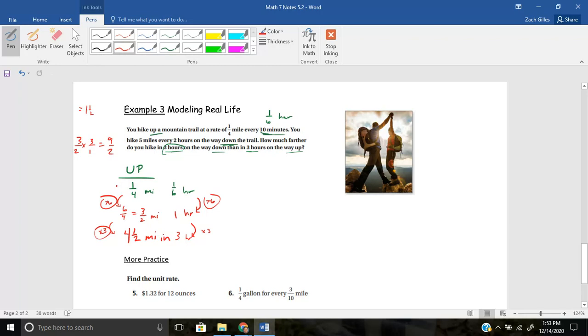Okay, let's compare that to when we go down the mountain. I know we can go, let's see, it tells me 5 miles for every 2 hours. Let's make 2 hours into 1 hour, just like we did here. So I just divide by 2, so I divide my miles by 2. So 2 goes into 5, let's see, that'd give me 2.5 miles per hour. So compare this. On the way down, we're going 2.5 miles per hour. On the way up, we're going 3/2, which is the same as 1.5 miles per hour. So we're going 1 mile per hour faster on the way down.